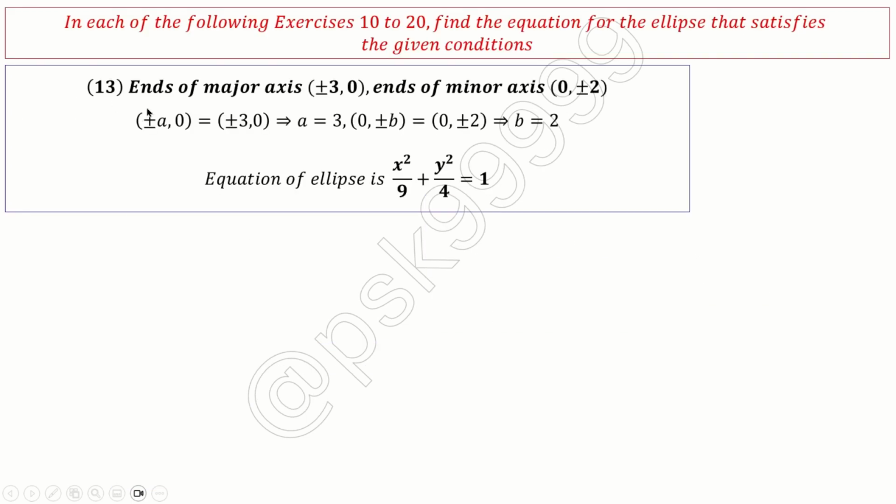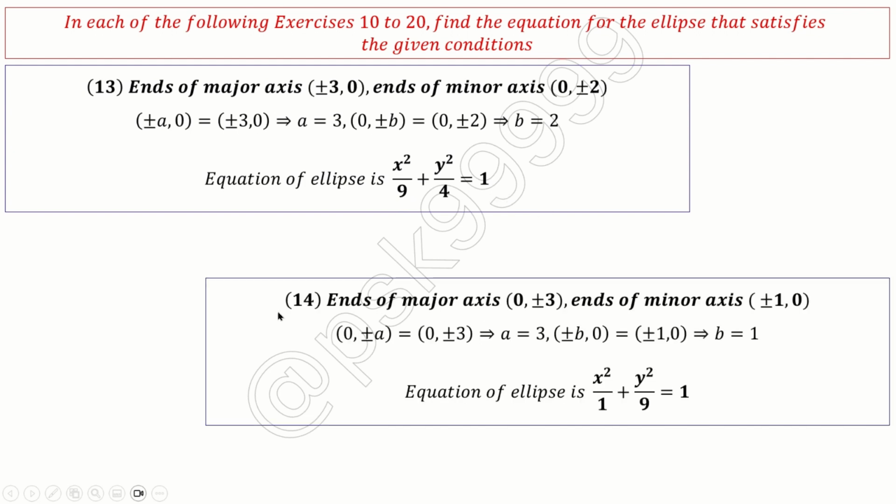Okay. Ends of major axis is given, which is nothing but a comma 0 basically, right? And ends of minor axis is given, 0 comma b is given. I don't have c. I don't actually require c, right? Do I need c? I don't need c. a and b are enough for me to construct an ellipse equation, right? So a is 3, b is 2, so x squared by 9 plus y squared by 4 equal to 1.